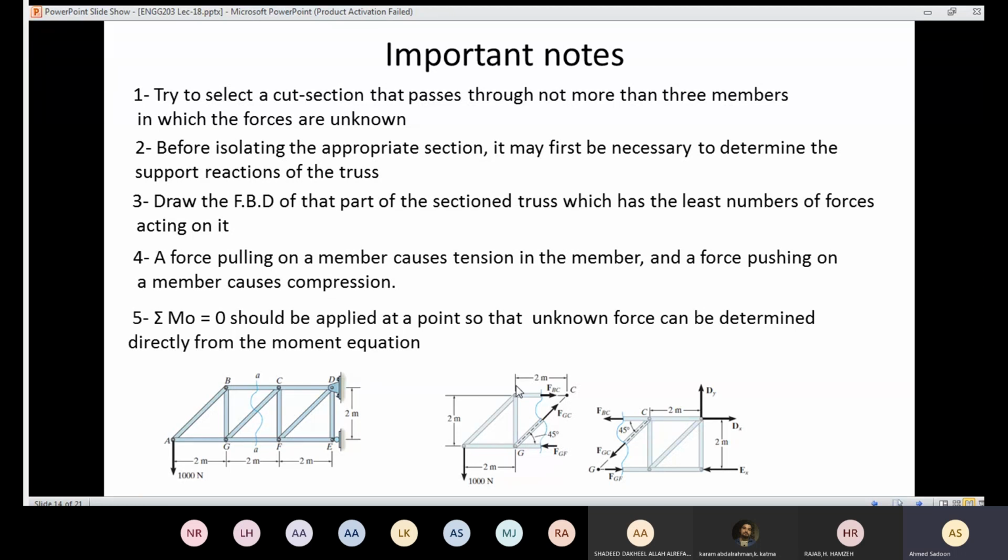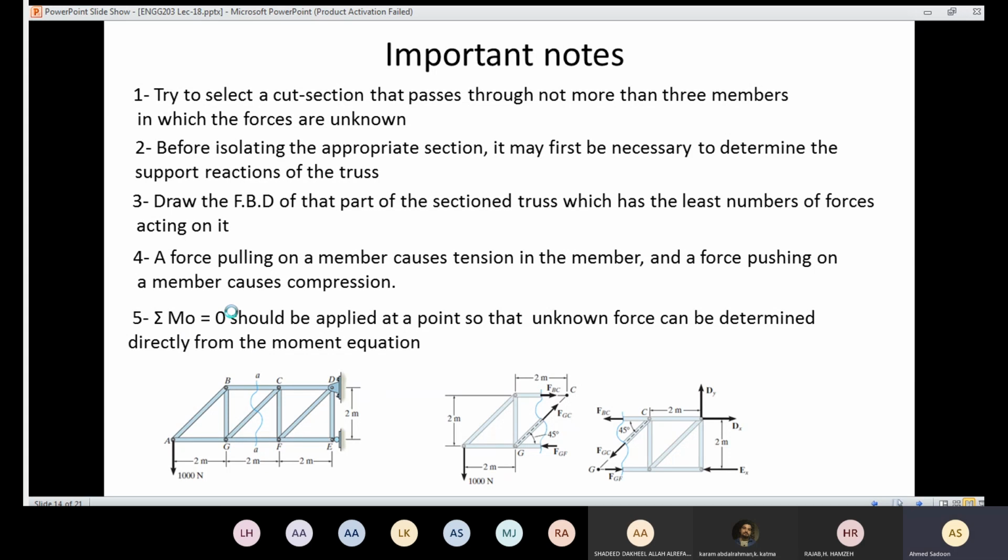The last point here: when I'm going to deal with the left part or the right part and apply the equation of the moment, I need to take the moment about a point where I can have only one unknown. So for example here, if I take the moment about the point C, I'm going to eliminate FGC and FBC, and I'm going to end up with FGF, which is the only unknown, so I can easily solve for that force here. So you have to be very clever about using that equation.